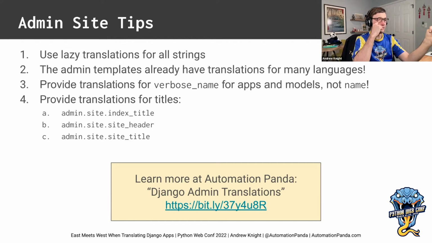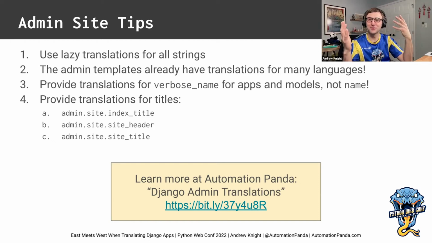Also, make sure to provide translations for your titles. These three things here: admin site index title, site header, and site title. That just polishes the whole thing. Again, I forgot those, and I took a long time wondering how to get these to do that. Here you go. You don't have to plunge into the docs like I did.